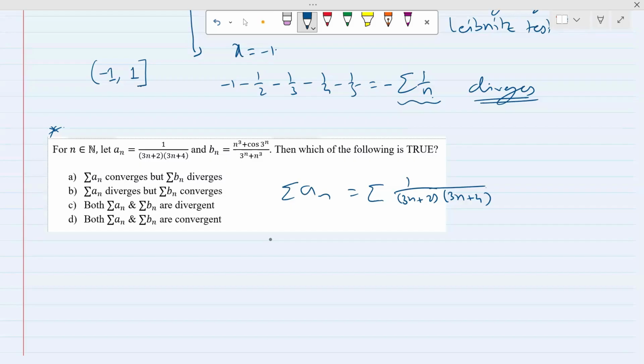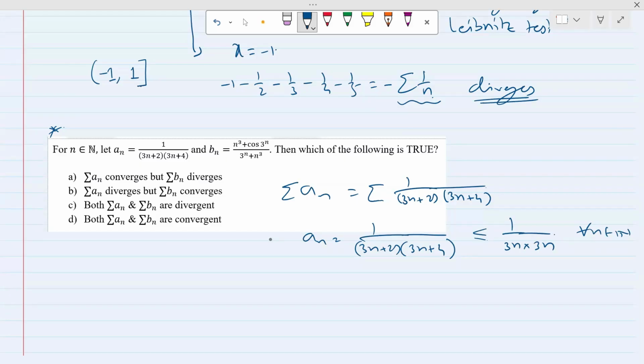Yes, absolutely correct. See, what is an here? 1 upon 3n plus 2 into 3n plus 4. What is the relation between this and 3n into 3n, for all n? It is less than or equal to 1 by 9n square.